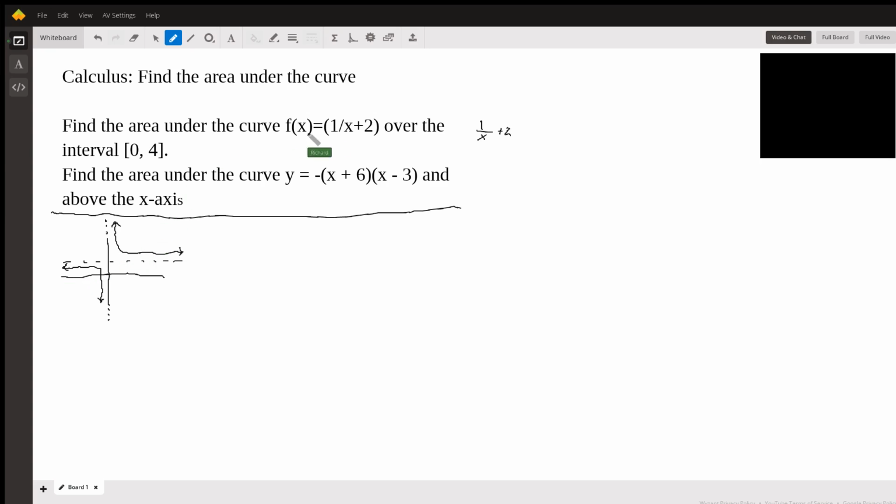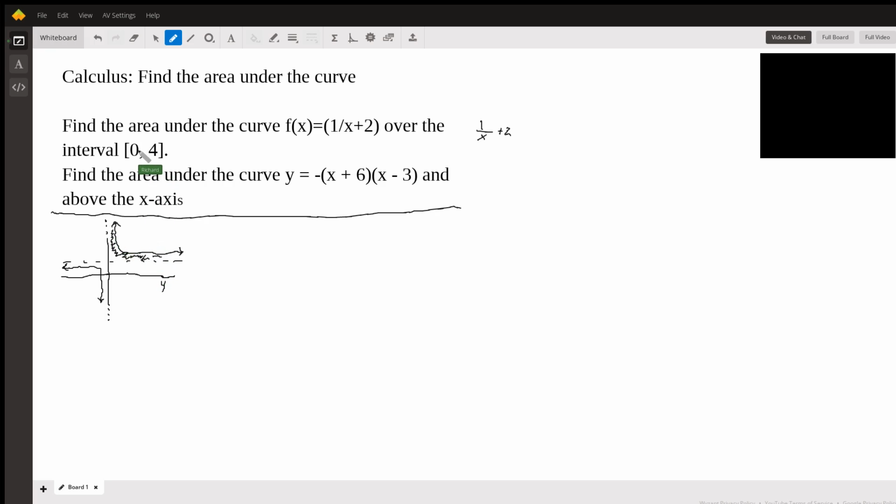Okay. The difficulty, though, is they want the area under the curve from 0 to 4. Now, there's no problem with the 4. Here's our 4 here. That's not a problem. The problem is the 0, you see, because you can't find the area under the curve at this vertical asymptote.